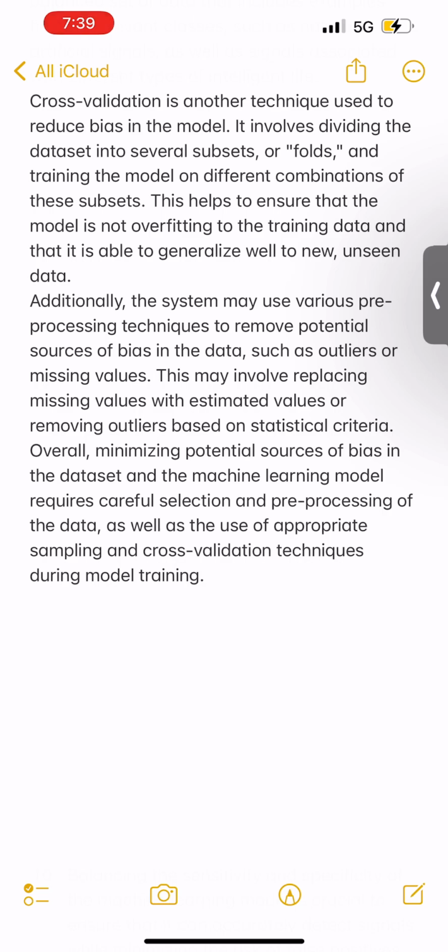What techniques are used to minimize potential sources of bias in the dataset and the machine learning model, such as stratified sampling or cross-validation? How does the system balance the sensitivity and specificity of the machine learning model to ensure that it detects as many signals as possible while minimizing the risk of false positives or false negatives?